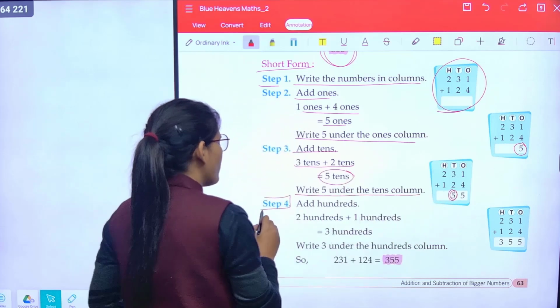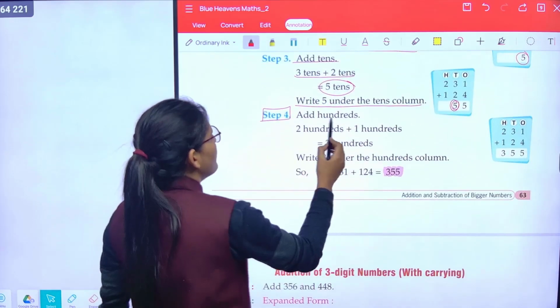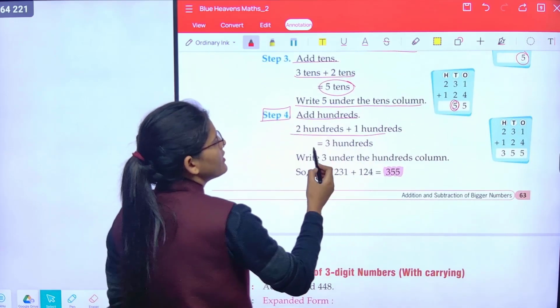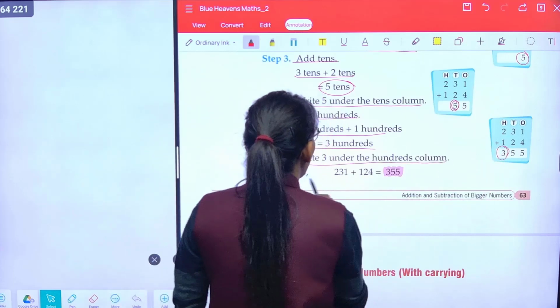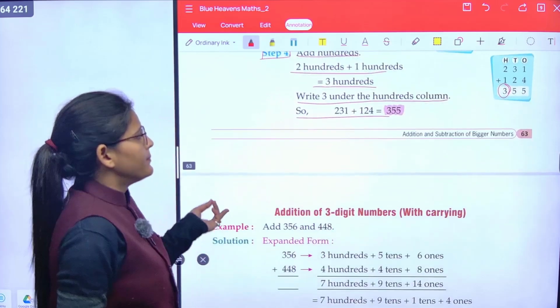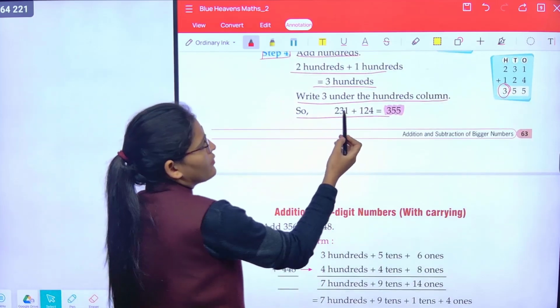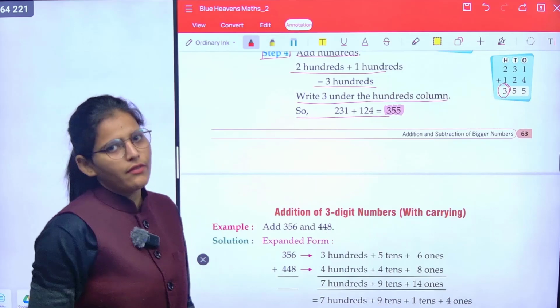Now step 4, add hundreds. 2 hundreds plus 1 hundreds, 3 hundreds. Write 3 under the hundreds column. So the required addition is 231 plus 124 is equal to 355.